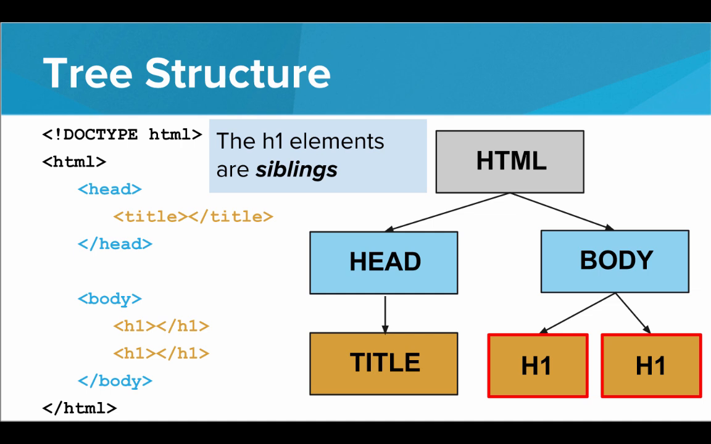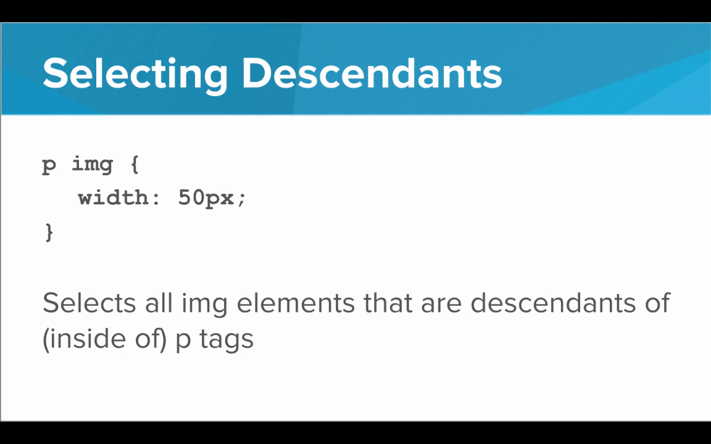So this is where this family terminology comes into play, and this will be important when we go to combine these CSS selectors. How can we select descendants of an element? Well, all we have to do is put a space in between 2 selectors, and we're selecting all of the descendants. So here, if we have p space image, we are selecting all image elements that are descendants of p elements. So this is only selecting image tags that are inside of p tags.